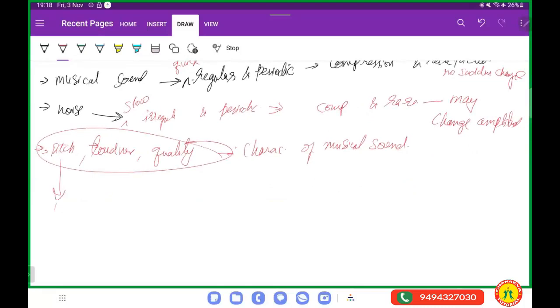So pitch depends upon frequency. Loudness depends upon intensity. And quality depends upon the number of overtones. What were overtones? Do you remember from the previous class?